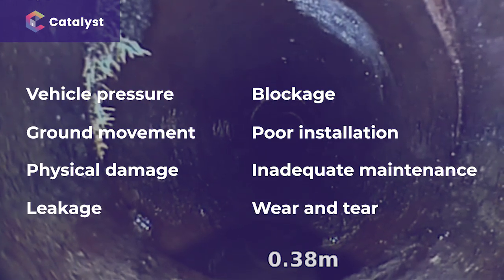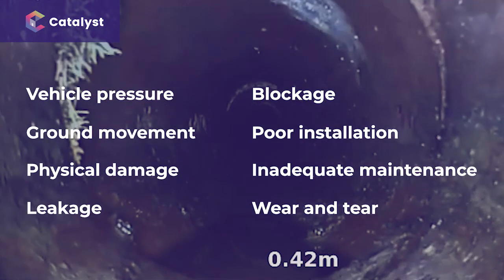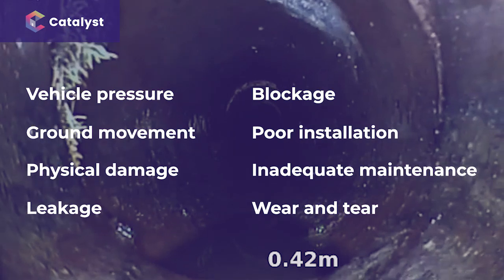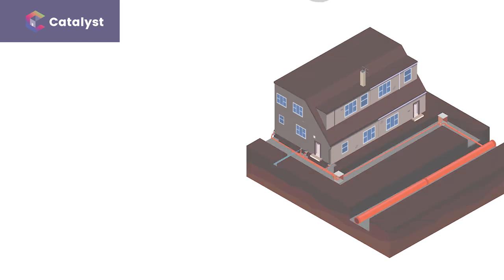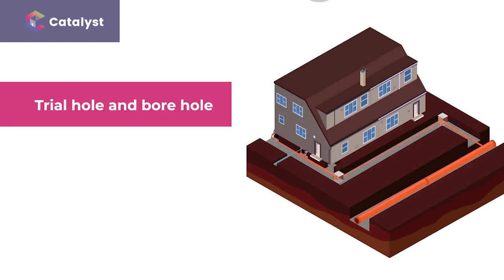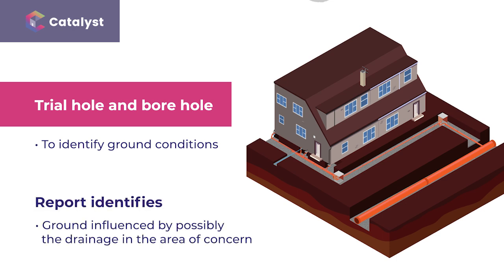Though we have shown a cause of damage for training purposes, on a subsidence claim, the cause will be reported as subsidence. Usually, a trial hole and borehole has previously been carried out by Catalyst to identify the ground conditions, and this report has identified that the ground has been found to have been influenced by possibly the drainage in the area of concern. We don't have time to go through all the coding defects. However, as part of this training, we'll look at the most commonly used codes.